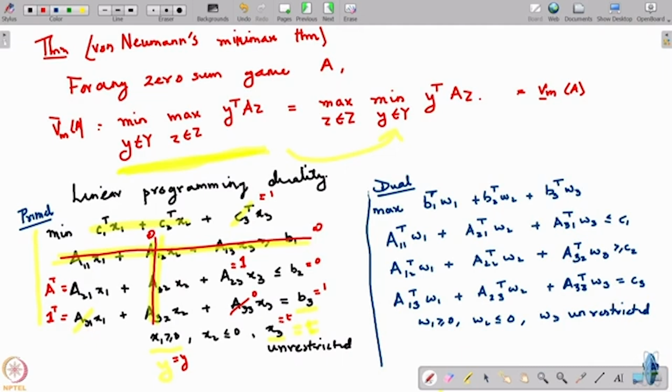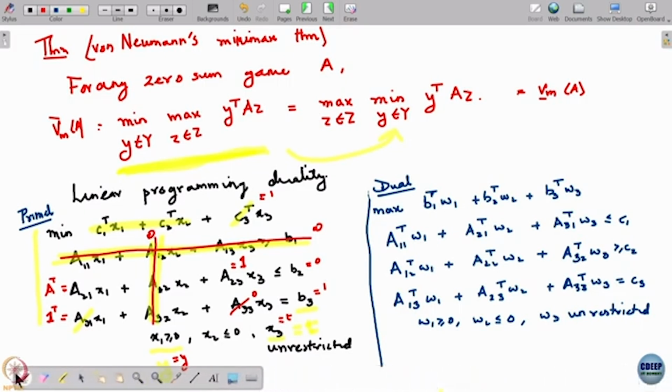Okay. This is fine. And now what do we know is the dual of this? Then we can read out the dual here. Let's cancel out stuff that is anyway going to disappear. So C1, remember C1, C2 are 0. C3 is 1. B1 is 0. B2 is 0. So these are gone. B3 is 1.